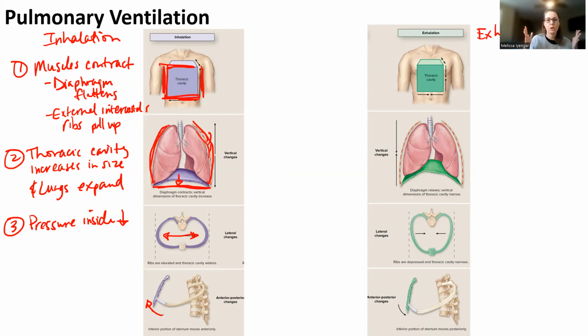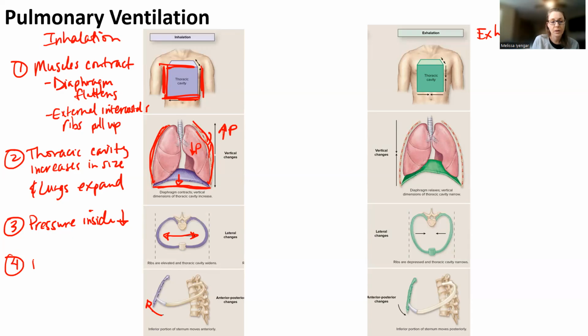Just remember our walls of our room. As we make the walls of the room expand, pressure decreases because it's going to take you a longer time to touch the wall. So pressure inside of the lungs goes down. But pressure outside the lungs is going to stay consistent. But in terms of changes, since pressure went down internally, that means pressure actually goes up externally. It doesn't actually go up, okay? But when you're comparing the two pressure differences.